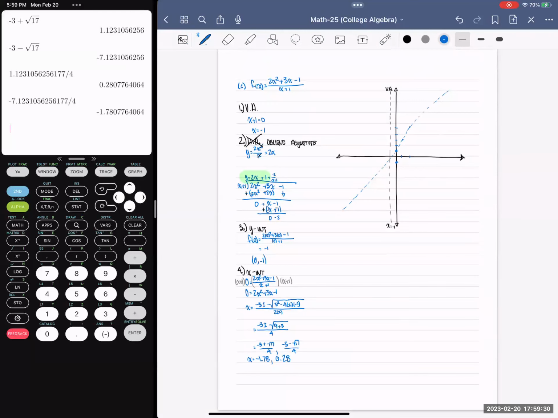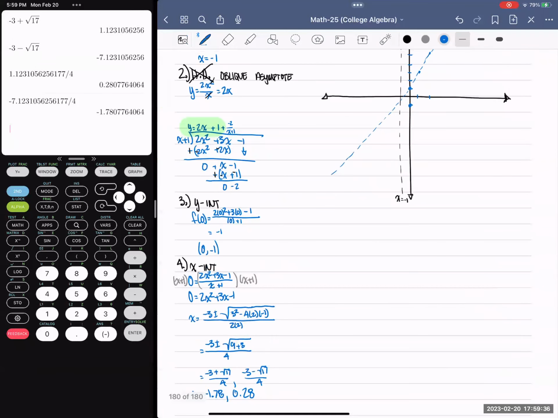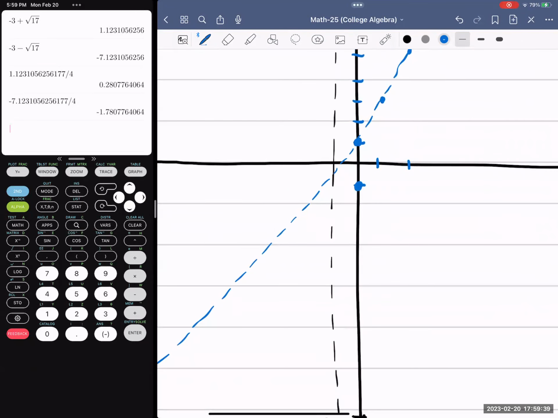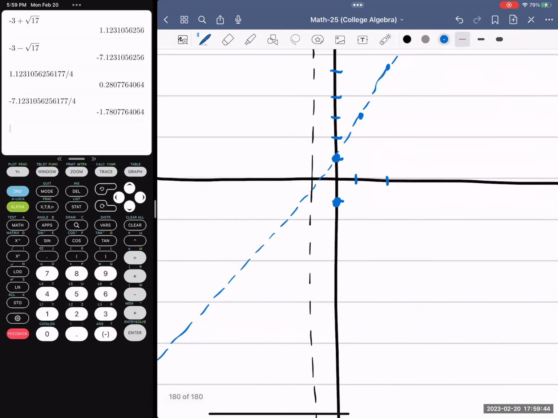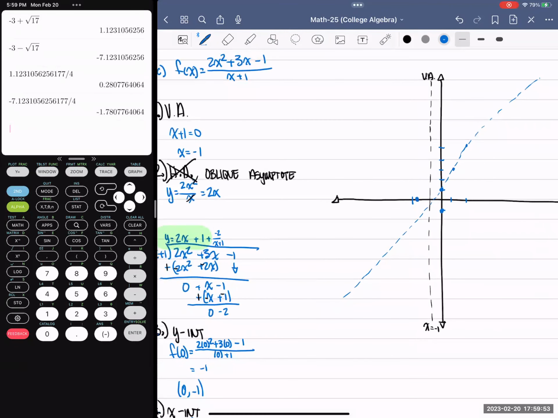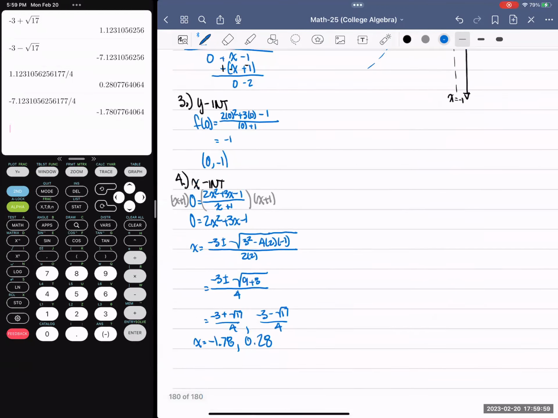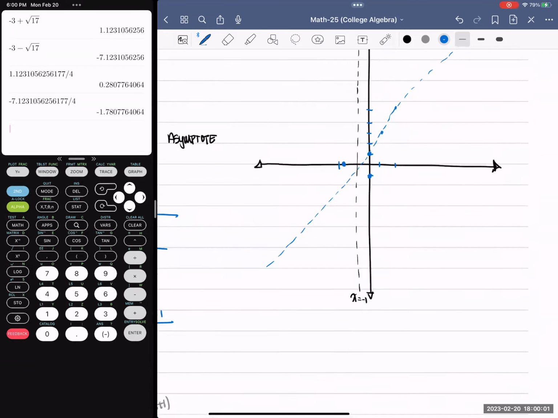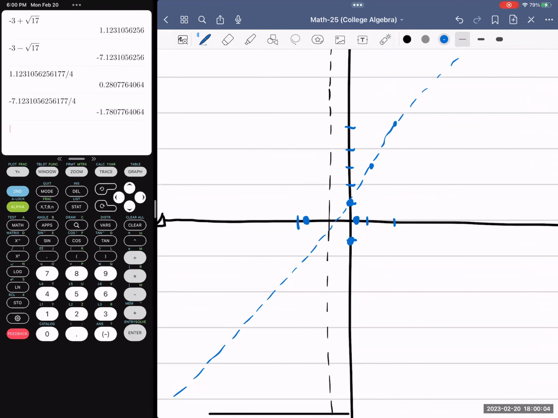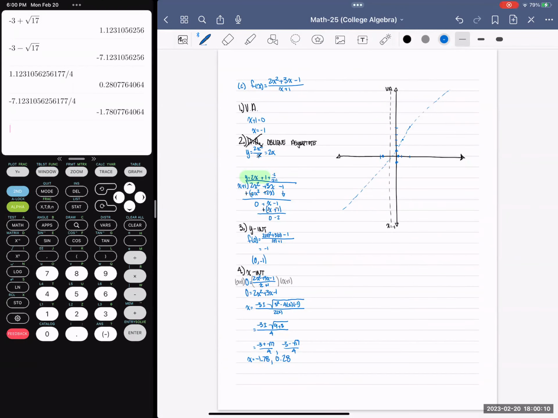So we have those two values, -1.78. That's -1, -2, 7, 8, which is about here. And also 0.28. So 0.28 is going to be somewhere about here. All right, that's step number 4.